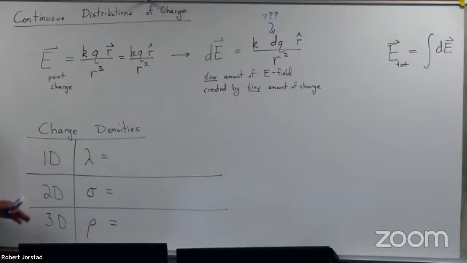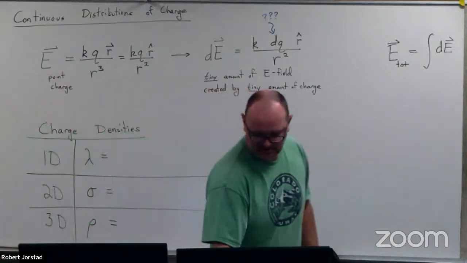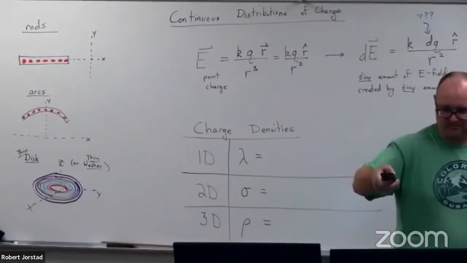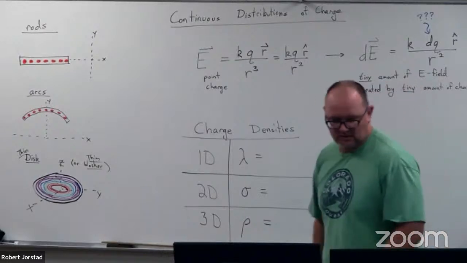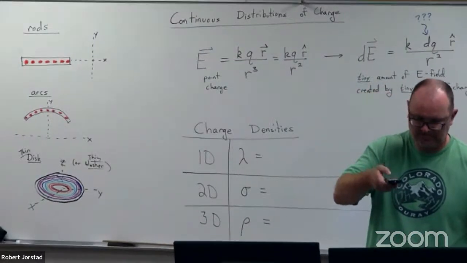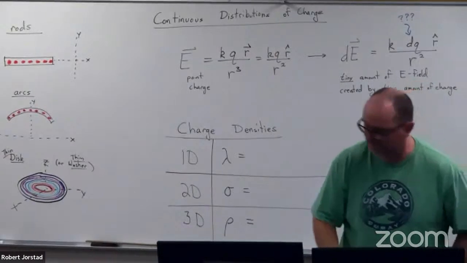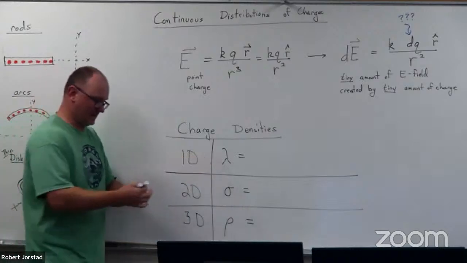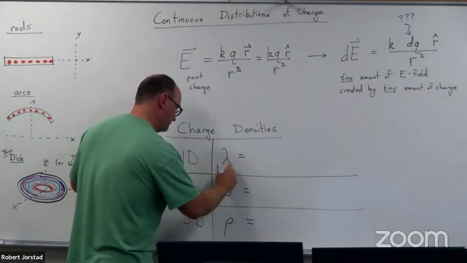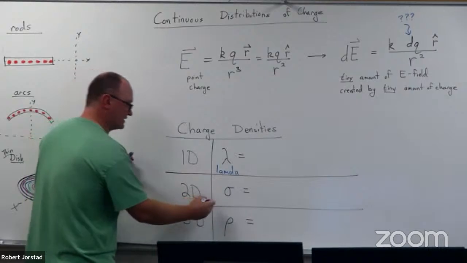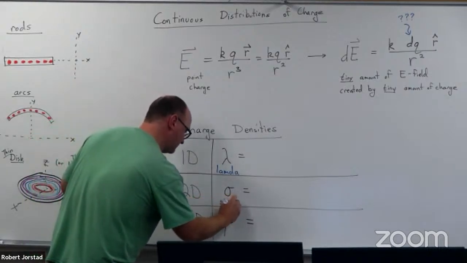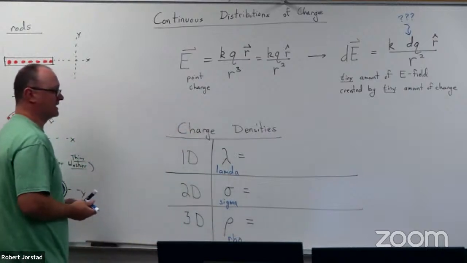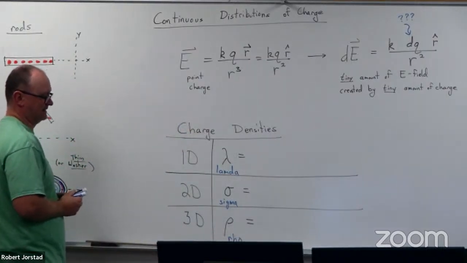So in one dimension, we typically use the symbol lambda. In two dimensions, we're going to use sigma. And in three dimensions, we're going to use the symbol rho to indicate charge density.